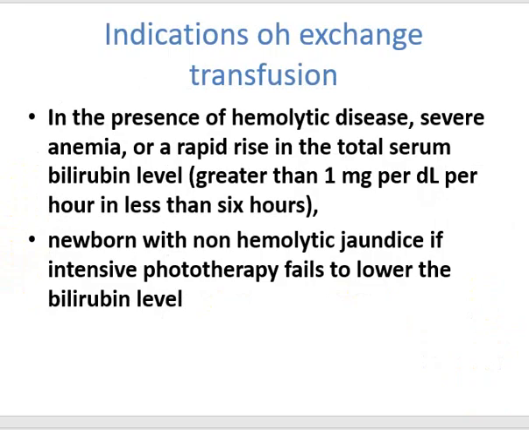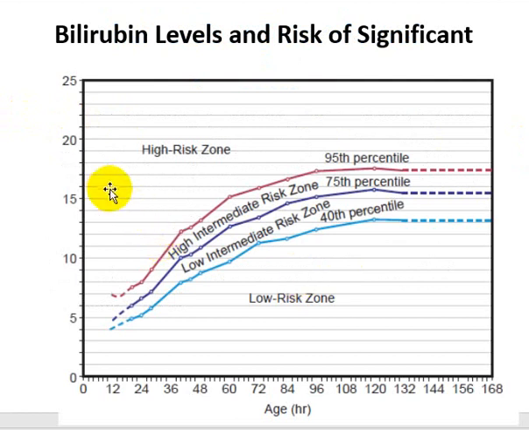And we should know the indications of exchange transfusion: when there is hemolysis, when there is severe anemia, when the rise is rapid in total serum bilirubin, more than 1 milligram per deciliter per hour, in less than 6 hours. All these are indications for exchange. A newborn with non-hemolytic jaundice, if intensive phototherapy fails to lower the bilirubin level, needs exchange transfusion. And this is a diagram showing the bilirubin level which is risky.